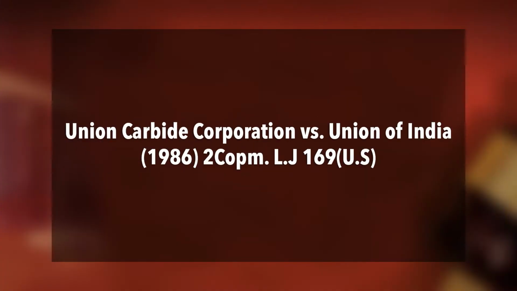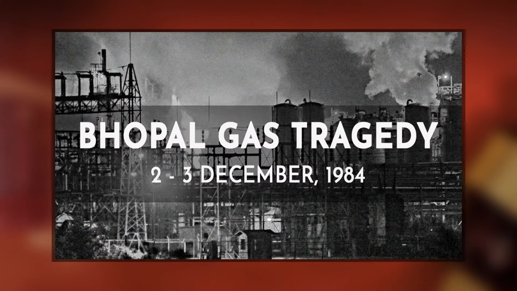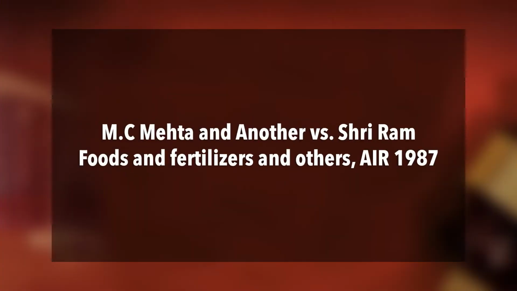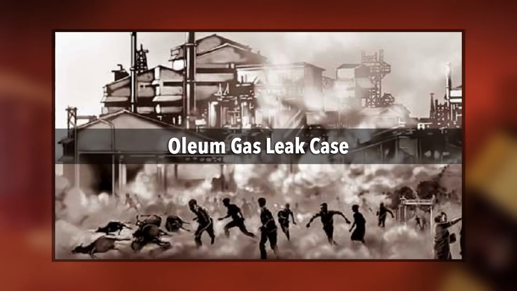There are two leading cases of poisonous gas disaster which led to the creation of the principle of absolute liability. Number one, Union Carbide Corporation versus Union of India. This case is popularly known as the Bhopal gas tragedy. And another landmark decision which resulted in the evolution of the principle of absolute liability is M.C. Mehta versus Shri Ram Foods and Fertilizers, popularly known as the Oleum gas leak case.